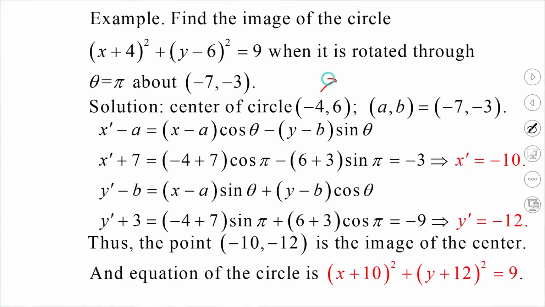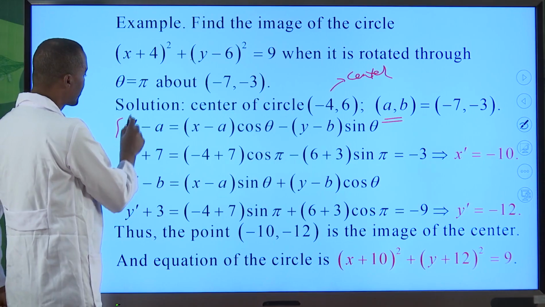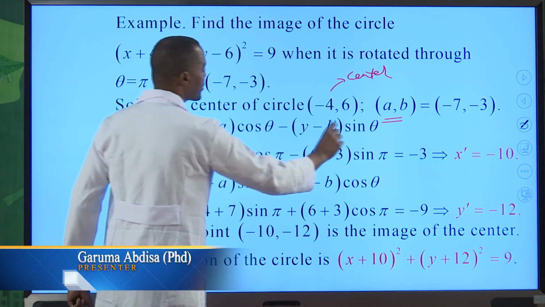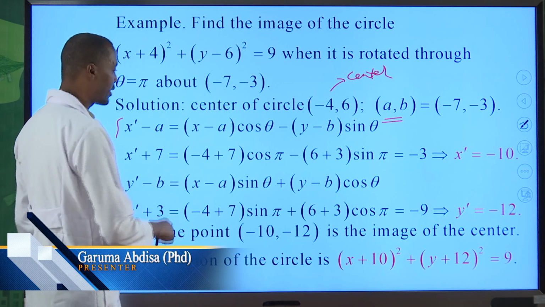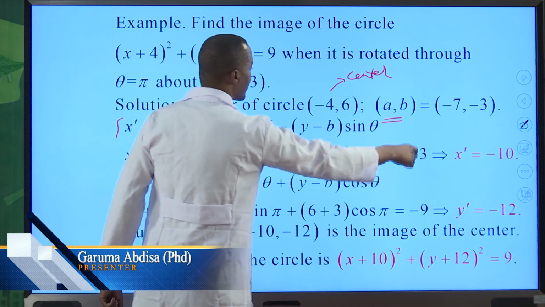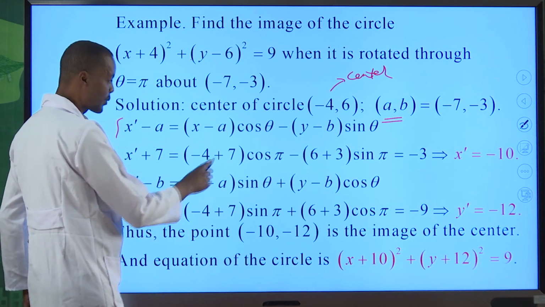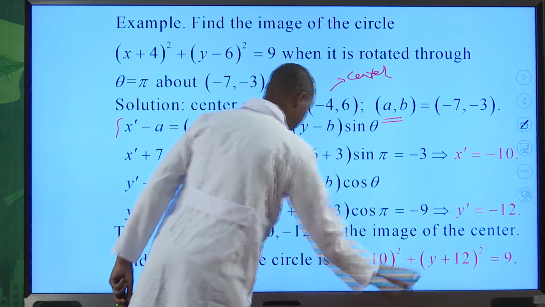This is the center of the circle, and our rotation point will be (a, b), which is (-7, -3). Directly substituting into x' = (x - a) cosine theta minus (y - b) sine theta, we will get x' equal to -10, and y' will be similarly equal to -12.